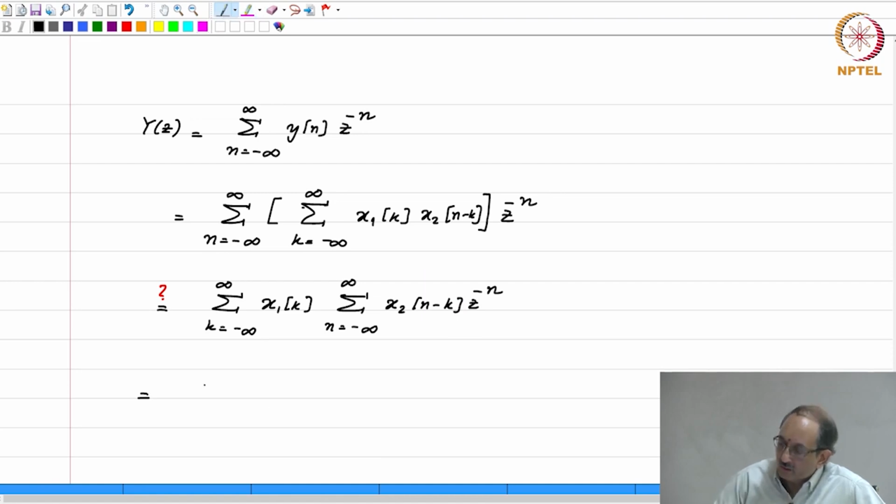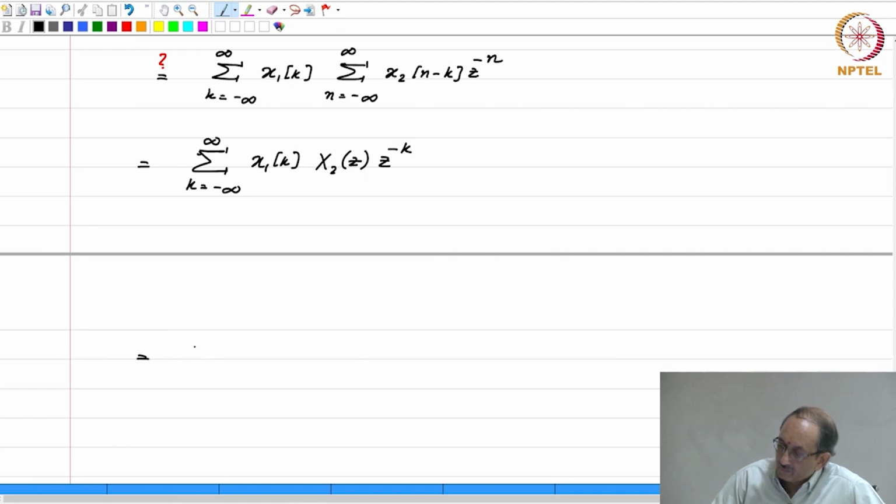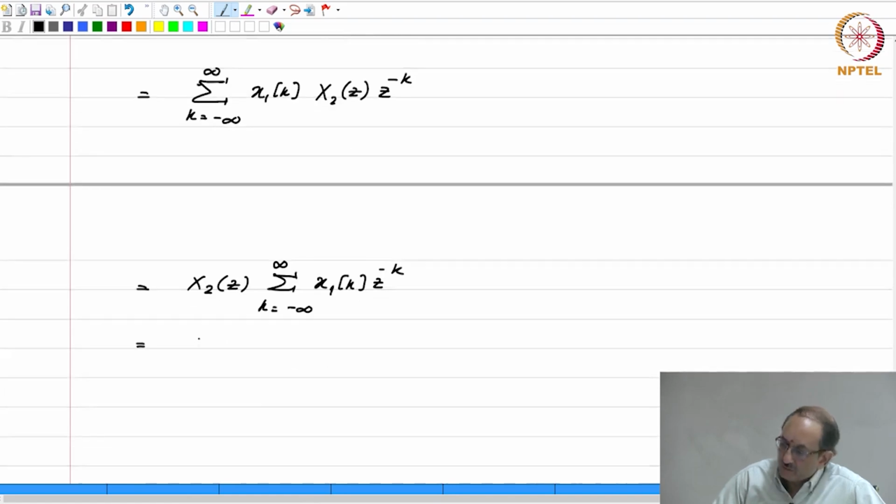Therefore, we will use the delay property. Therefore, this becomes the sum over k from minus infinity to plus infinity of x1 of k times x2 of z times z to the minus k. This is nothing but x2 of z times the sum over k going from minus infinity to plus infinity of x1 of k z to the minus k, which by definition is x1 of z. Therefore, this is indeed x1 of z times x2 of z.